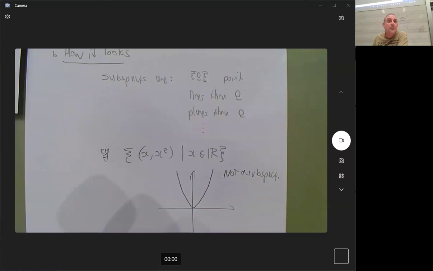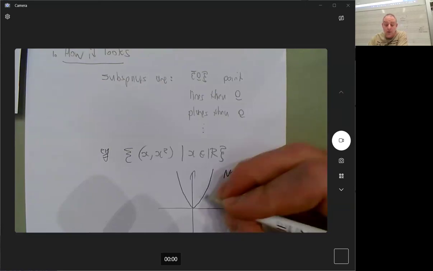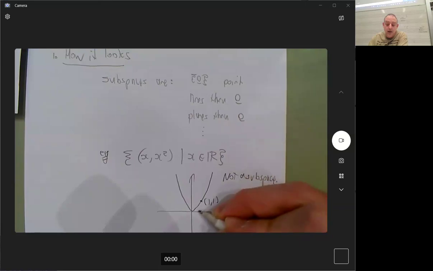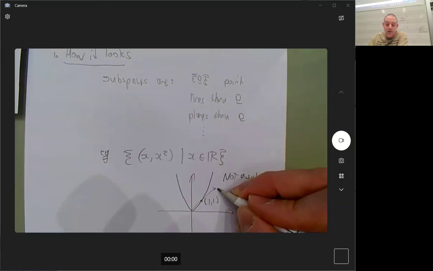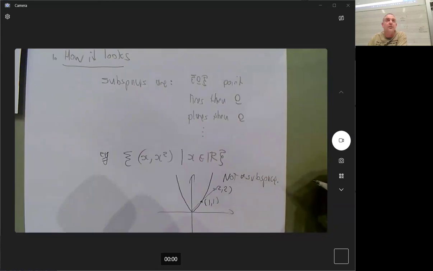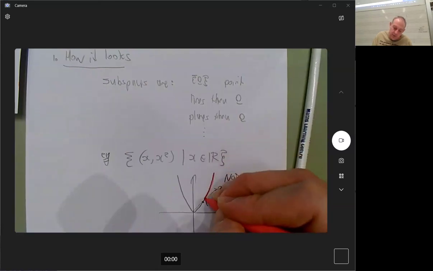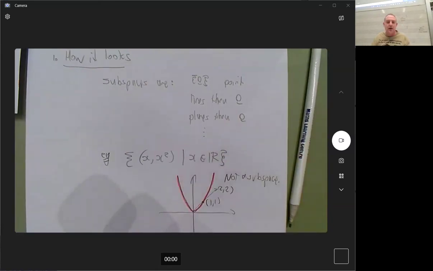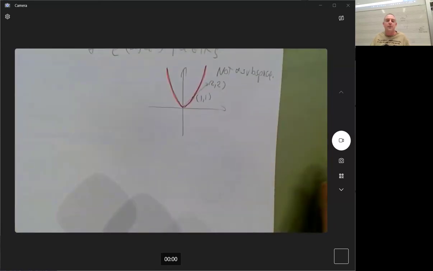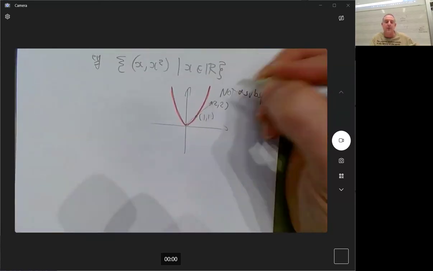Use a lot of words. If someone said, prove this isn't a subspace, you probably have to use the definition of subspace. Most proofs have to use the definition. So I know this isn't a subspace because if I pick any point on this curve, like 1, 1, and multiply it by a scalar to get like 2, 2, I'm not on the set anymore. So when I multiply one of the vectors on there by a number, it produces a point that's not in the set. And so it's not a subspace.